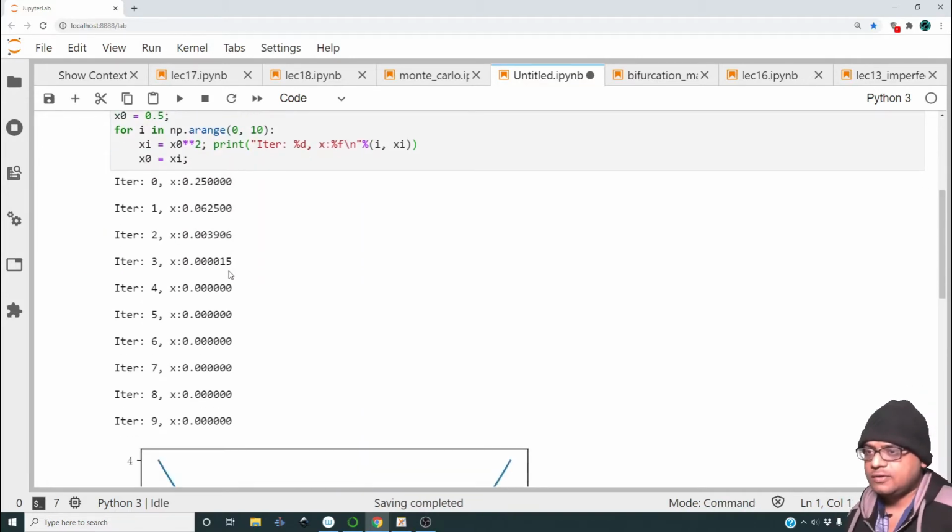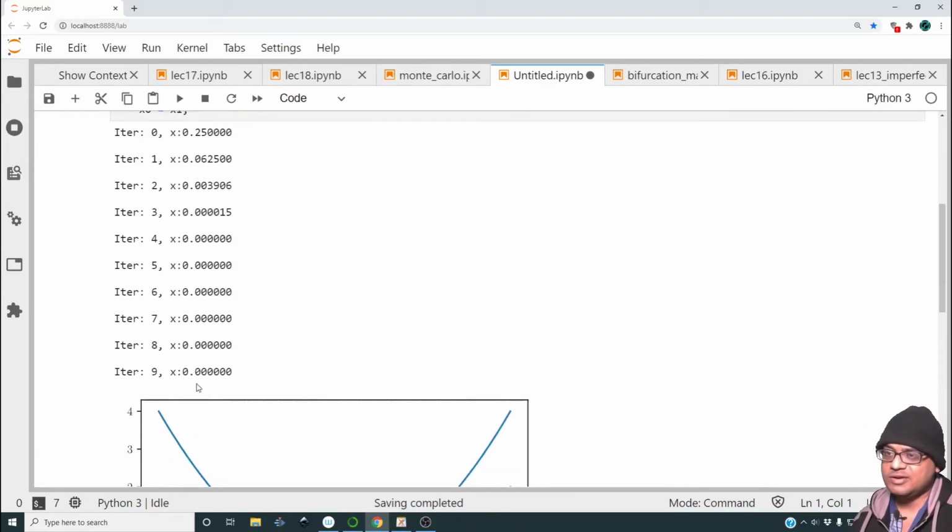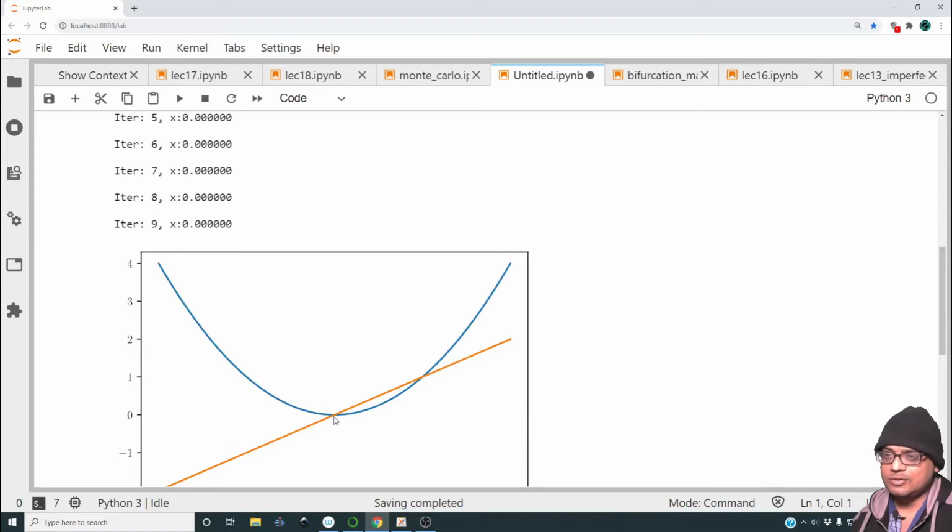So it starts with x equal to 0.25 and then it's converging to 0. It's converging to this root. So obviously this is also a root, and over here the slope is 0 and this attracts. Okay, so immediately we can say that this is a stable root.